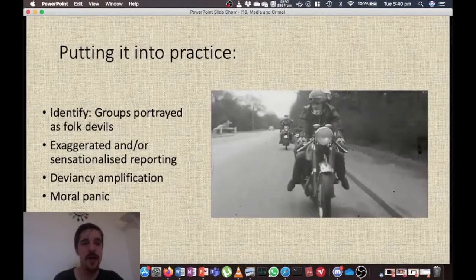We want to put this stuff into practice now. You've learned a whole bunch of different things: what folk devils are, what exaggerated, sensationalized reporting is, deviancy amplification, and moral panic. We're going to tie this to where it originates from.